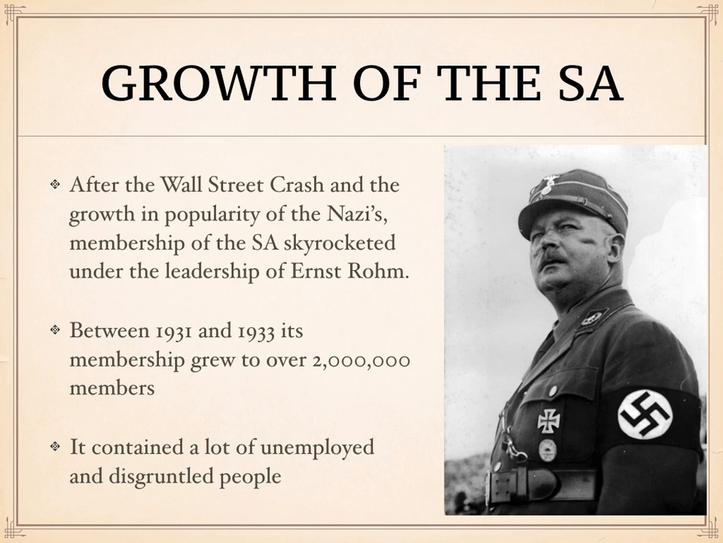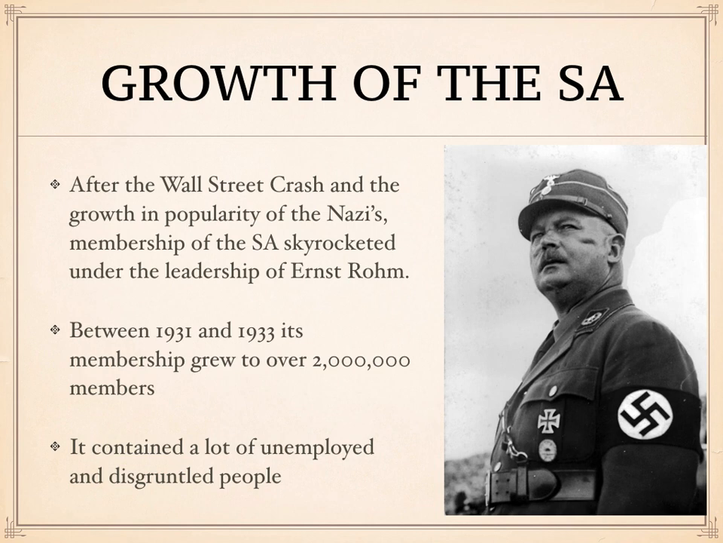So what we can see here, especially after the Wall Street crash, was this growth of the SA, or the Brownshirts. The growth in the popularity of the Nazis helped the membership of the SA skyrocket under the leadership of this man here, Ernst Röhm. The membership grew between the years of 1931 and 1933. Its membership grew to over 2 million members. There were a lot of people now who were unemployed.